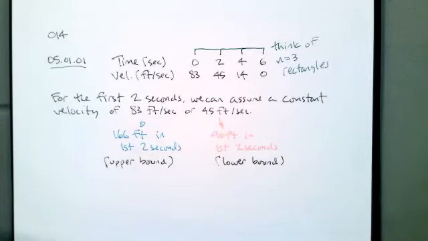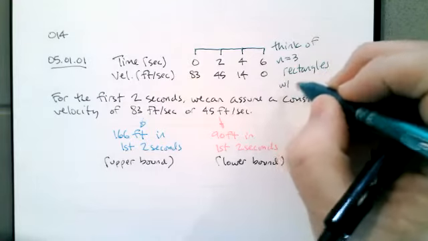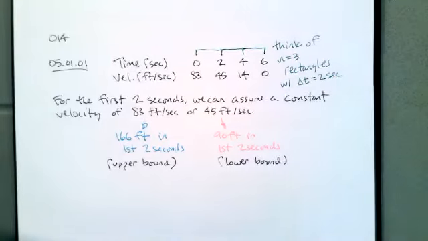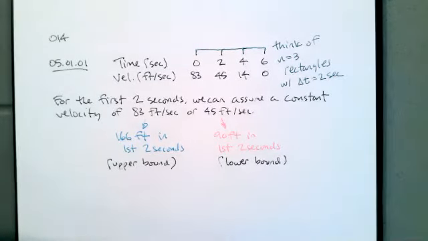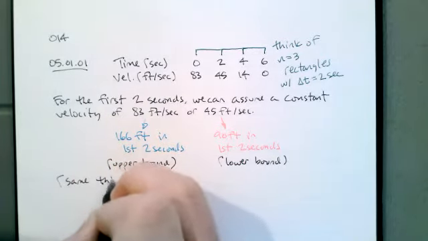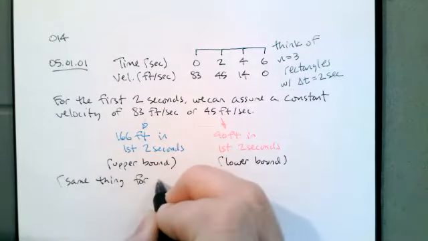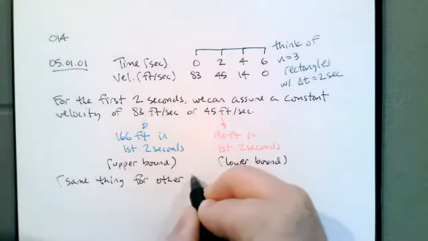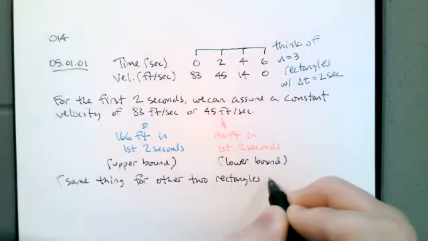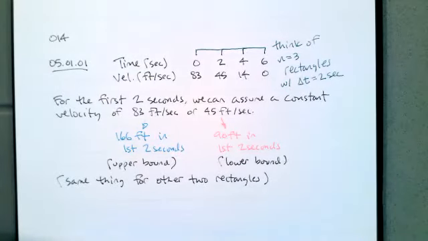We're going to think of 3 rectangles with a delta t of 2. So now we have an upper and lower bound for the first 2 seconds. We could just go for the other 2 rectangles. Any questions?